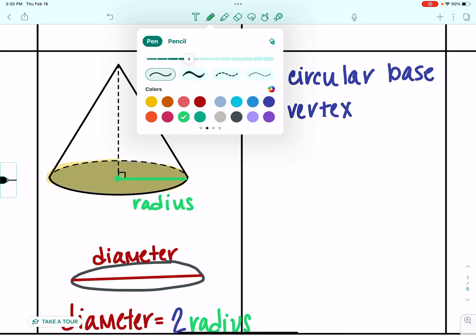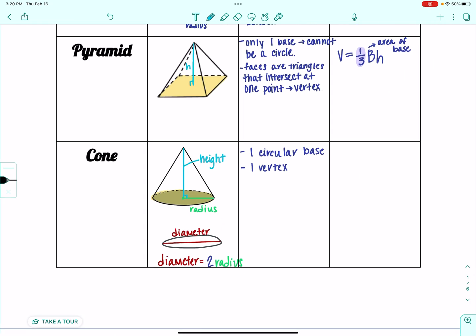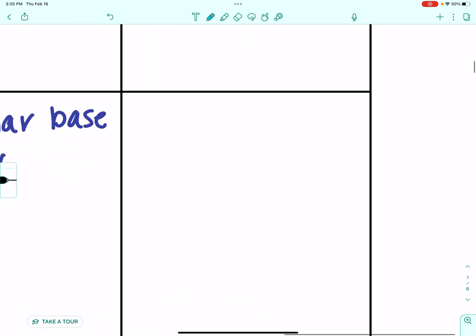The other part of our cone is just like it was in the pyramid. We have a height of the cone. The height of the cone goes from the center of the circle to the vertex. When we talk formulas, we are going to use the same formula that we did for the pyramid. Volume is still 1/3 of the base times the height. But because we're dealing with a cone, we only have one option for the shape of our base.